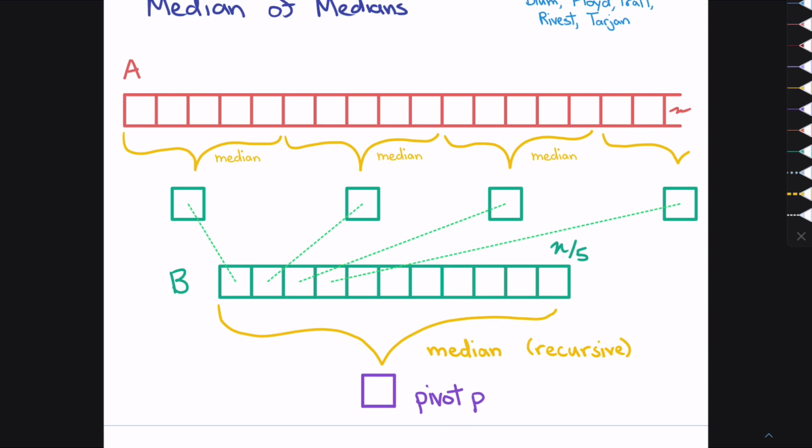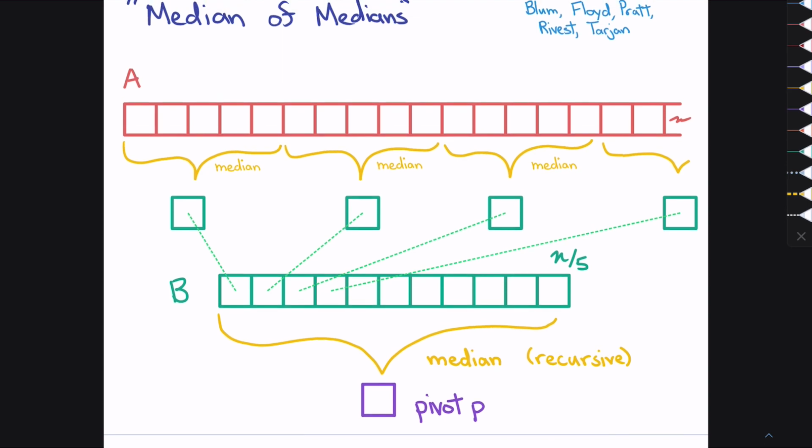Absolutely. So we want to show that this trick will return us an approximate median. If so, then we can plug it back into select, right? All we need is to implement an approximate median, then we get the median.